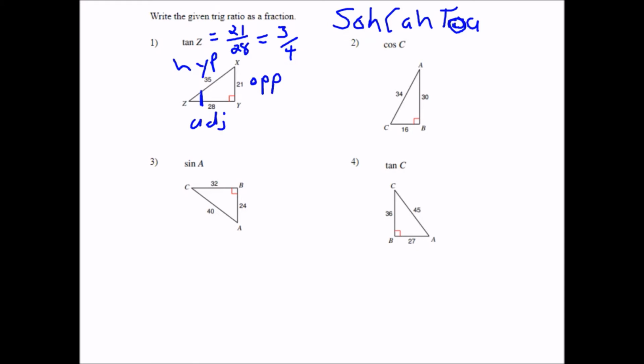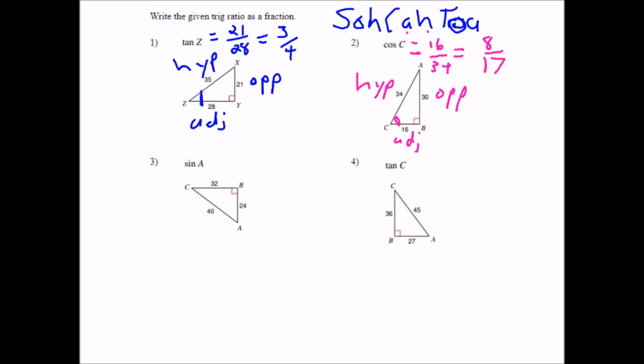All right, next one, cosine of C. So here's C, our reference angle. Here's our hypotenuse. Across from C is the opposite side, and then that would make BC the adjacent side, and we want cosine C. Cosine is adjacent over hypotenuse. So adjacent 16 over the hypotenuse 34, and if we divide by 2, we get 8 over 17. Now I think you could just leave it 16 over 34, but it's always good to reduce your fractions.